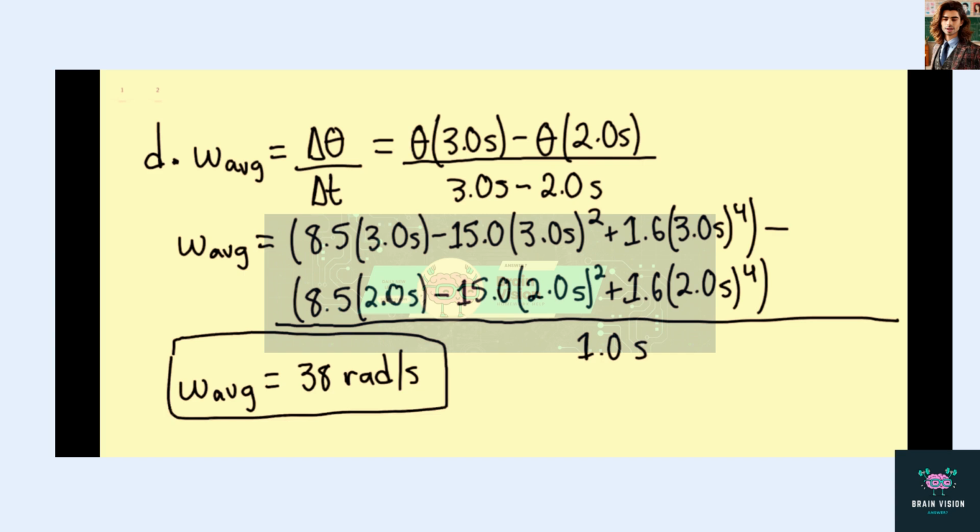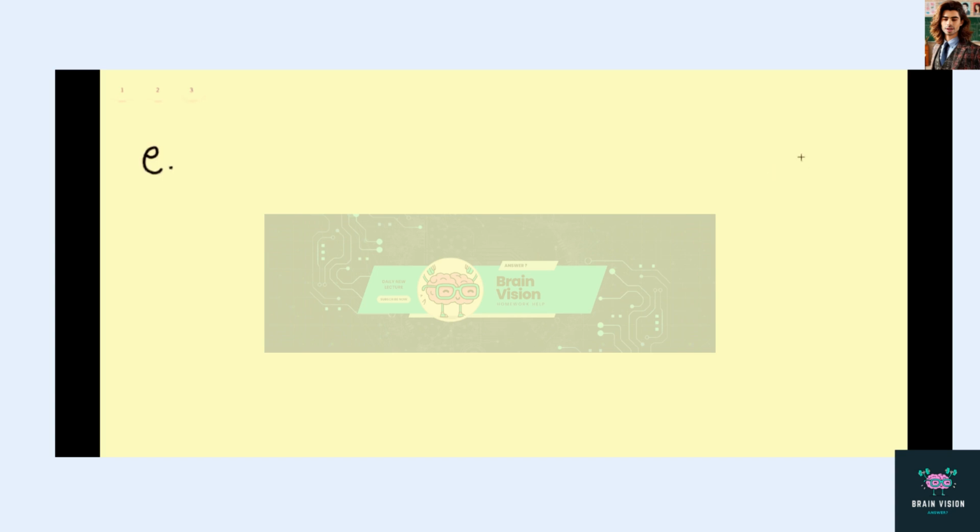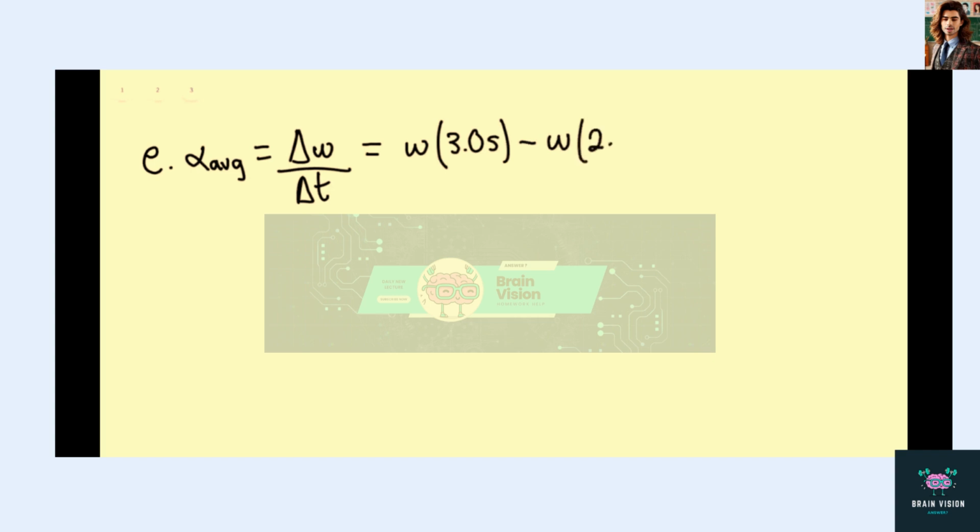And then for part E, they want us to do the exact same thing, however, with the angular acceleration. So for E, we have that the average angular acceleration would be equal to the change in angular velocity with respect to time. So this would be equal to the angular velocity at 3.0 seconds minus the angular velocity at 2.0 seconds. And this would be divided by, again, 3.0 seconds minus 2.0 seconds. We can solve.